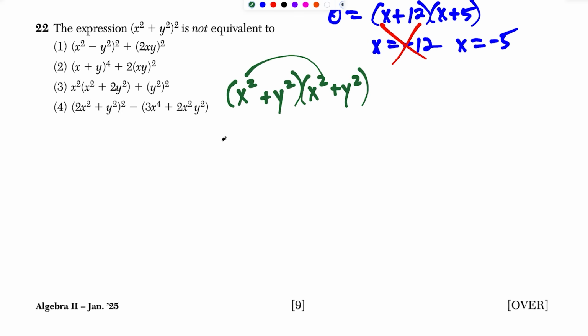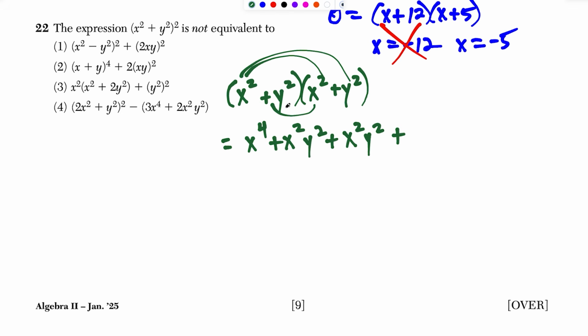So we have x squared times x squared is x to the fourth. But then we get x squared times y squared is x squared y squared. And then for the other middle stuff here, we have y squared times x squared is another x squared y squared. And then we have plus y squared times y squared is y to the fourth. And this will simplify to x to the fourth plus 2x squared y squared, and then plus y to the fourth.